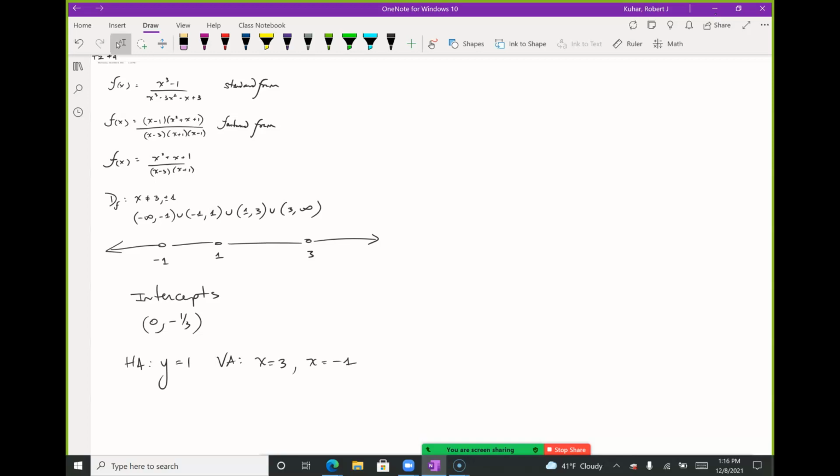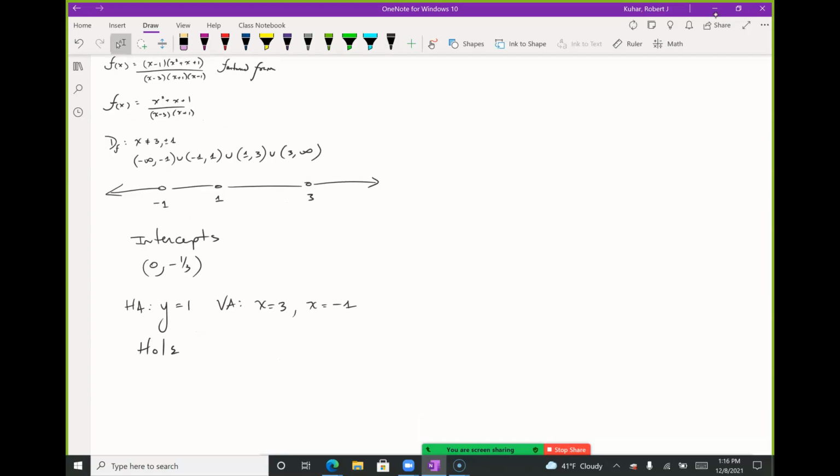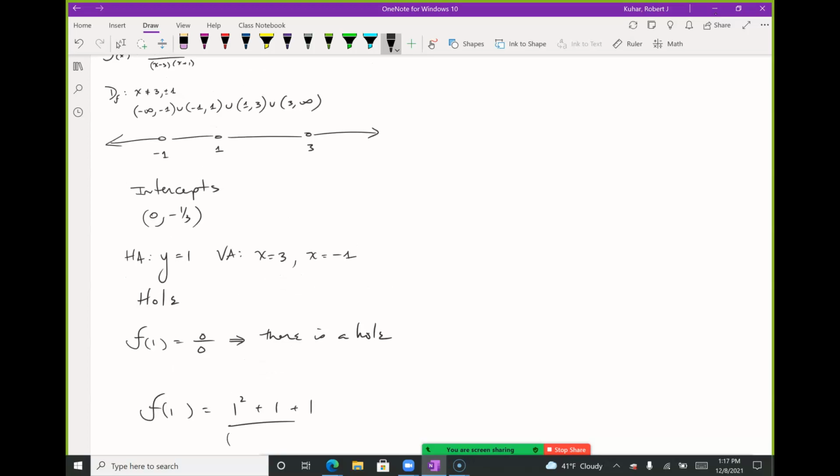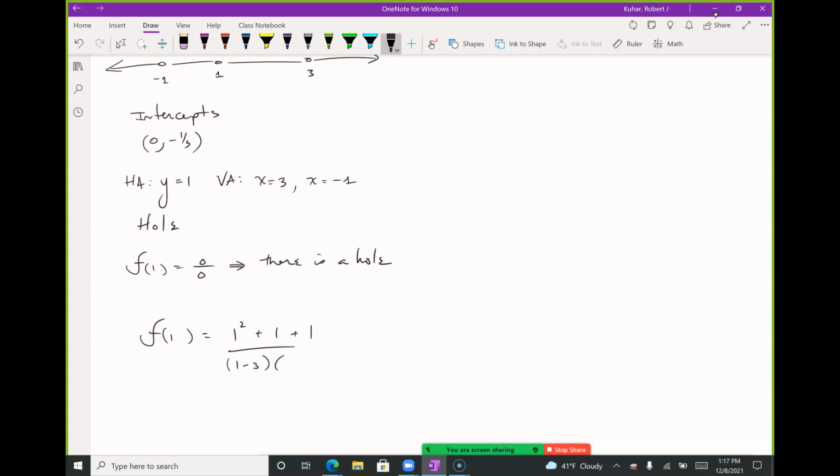How did I get the verticals? When the denominator equals 0 and the numerator does not. What about the hole? So f of 1 is 0 over 0. That's hinting that there's a hole there, right? So f of 1, plugging into my simplified version, is 1 squared plus 1 plus 1 all over, what was it? I forget already. Oh yeah, 1 minus 3 times 1 plus 1. So I'm plugging that 1 into the simplified version to see where the hole exists. So it's negative 3/4.